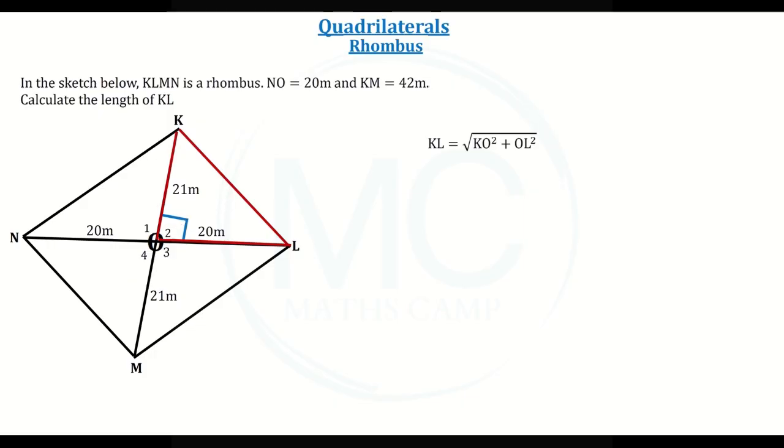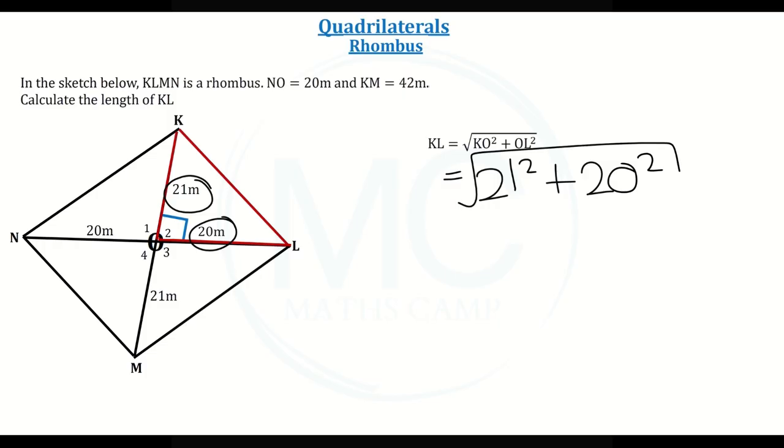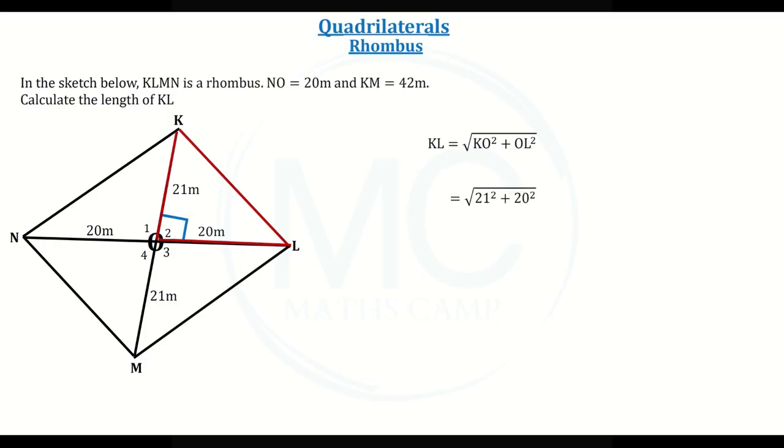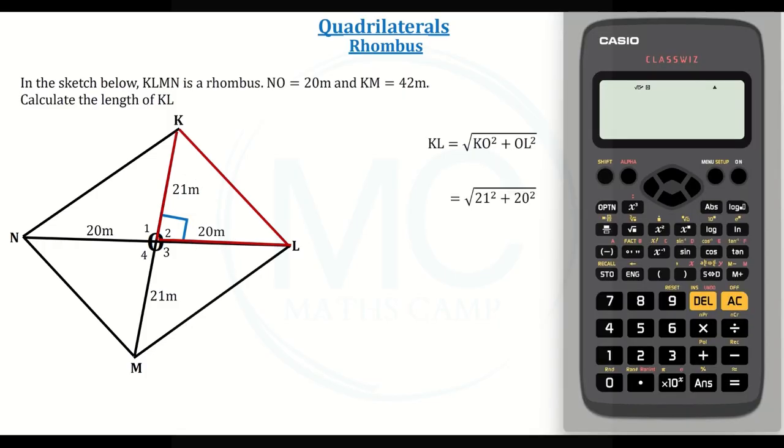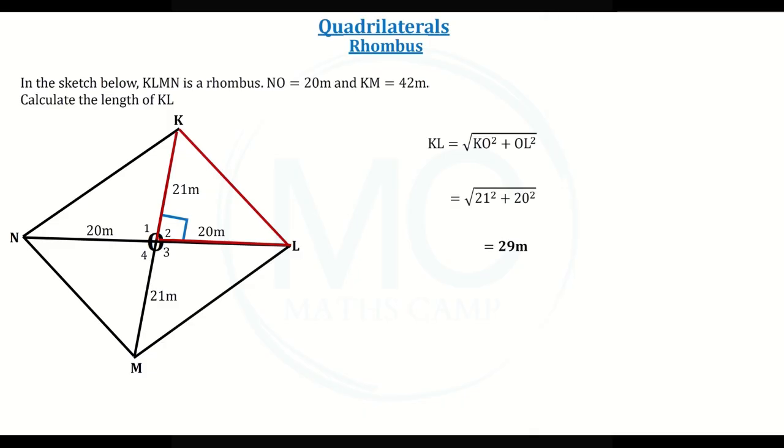Now we can fill in our values. KO is 21 meters, so we say 21 squared, plus the length of OL, 20 squared, all under a square root. Now we can take our calculator and we say the square root of 21 squared plus 20 squared is equal to 29. This is the length of KL.